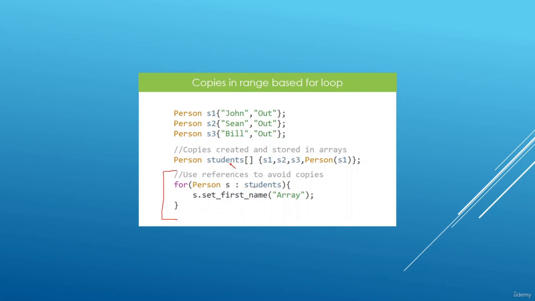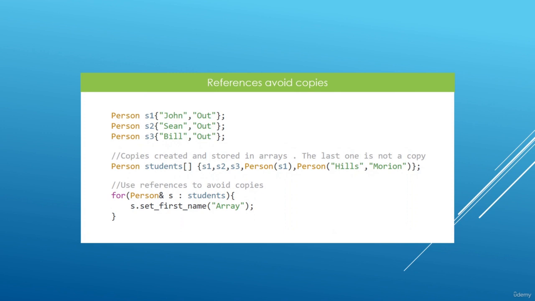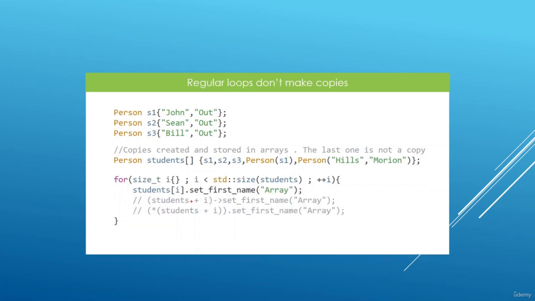When we hit the next iteration, a new copy for the new element is going to be created, and we're going to keep going until we hit the end of the range-based for loop. So this is something you need to be aware of. If you want to avoid copies, you can use references in your range-based for loop, and this is not going to create a copy, and you're going to see that the copy constructor is not being called as your loop executes. But you should know that regular loops don't make any copies, so if you set up something like this, you're going to be using the actual elements that are stored in the array. You won't be making copies in the for loop here.